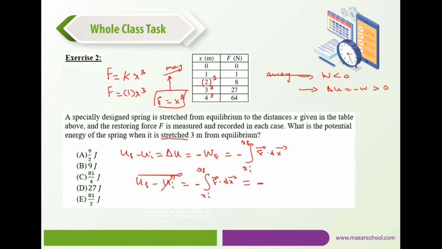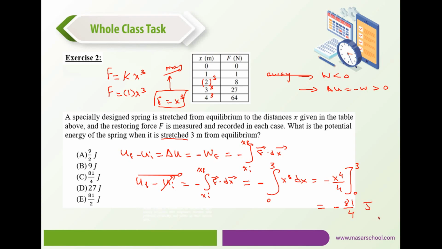Now that would be negative the integral of x cubed dx from the equilibrium position, which is 0, to a final position, which is 3. Then that would give us minus x to the power of 4 divided by 4 from 0 to 3. And that would give us negative 81 divided by 4. And the unit of U, which is energy, is in joules.